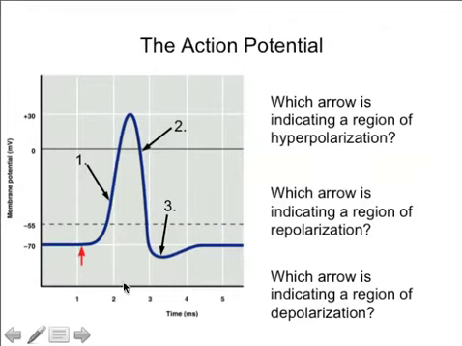Okay. Next question is asking which arrow is indicating the region of repolarization, and that answer is 2. Okay. Notice that we depolarize here and we repolarize here. Okay. Coming back down. Next question, which arrow is indicating the region of depolarization, and that's arrow number 1. That's characterized by the opening of the sodium gates, the rushing in of the ions through the channels, and the movement of the membrane potential from -70 all the way up to +30.